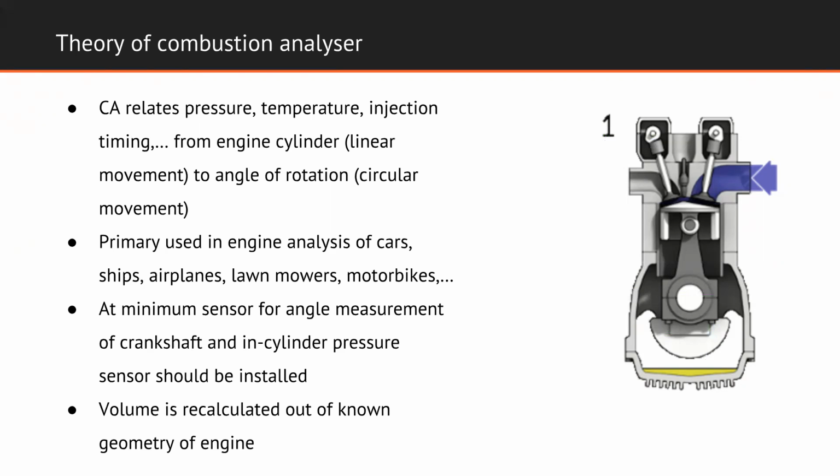Basically, we need it whenever we are developing a new engine, testing it in the final phase, we want to fine-tune it, or we need to see what is happening inside the engine, and we want to measure some signal and have the information, what is the value or how does it look like at every position of the crankshaft. In order to run the combustion analyzer, a minimum of 2 sensors are required. One is for the angle measurement and the second for the in-cylinder pressure measurement.